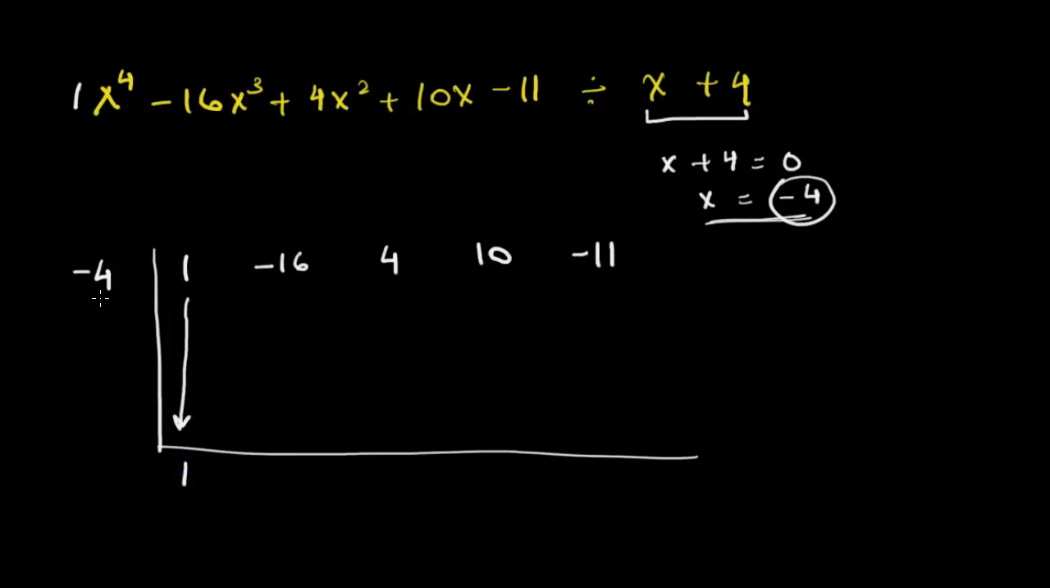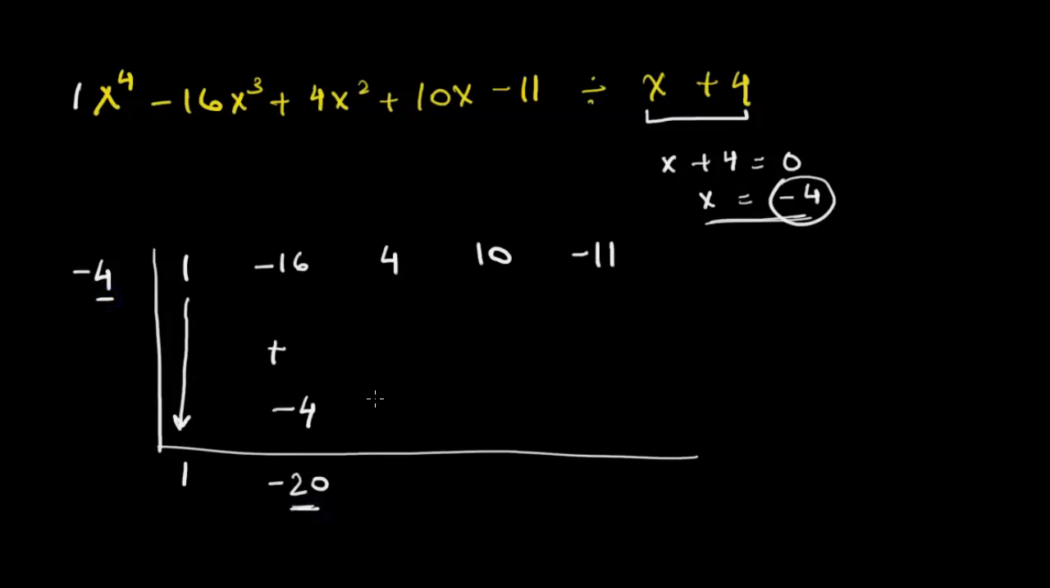For the next step, we multiply this negative 4 with the number that we got from the first coefficient. So negative 4 times 1 is a negative 4. We put it here. Then we just add these two numbers. Negative 16 and negative 4 is a negative 20. Then we multiply this negative 4 with this number.